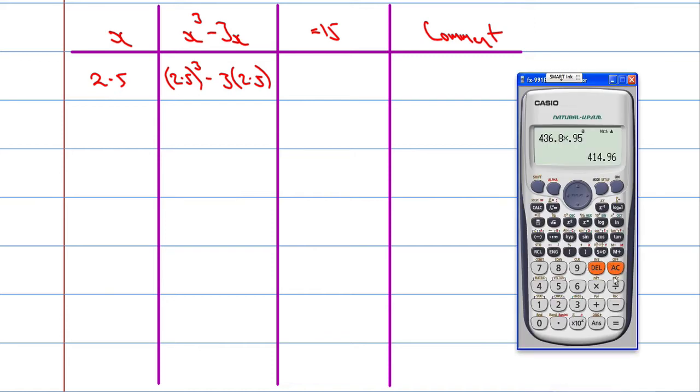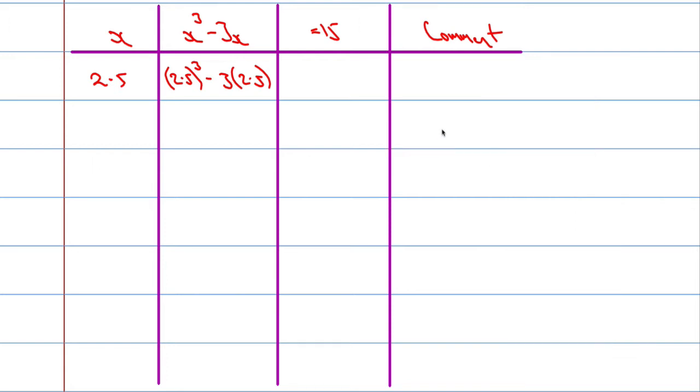Take out our calculator. 2.5 cubed minus 3 times 2.5. It equals, check it out, we get 8.125. So let's write that down. 8.125. Now, is that equal to 15? No, it's too small. So that means my answer must be between 2.5 and 3.